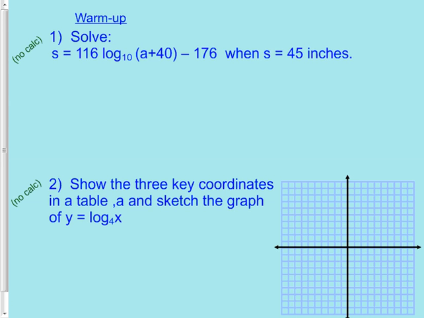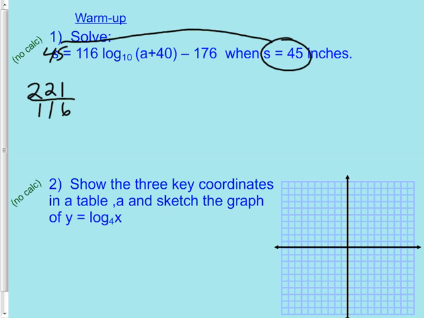Okay, here's where I would have thought you would have done it. I would have thought you would have put the S, the 45, in over here. And then you can add 176 to both sides, and that's going to make 221, thank you. And then you divide by 116 on both sides, and you'd have log base 10 of A plus 40. All right, if this number had worked out nice, it wouldn't have been that bad, but I think, doesn't it come out to like 1.9?